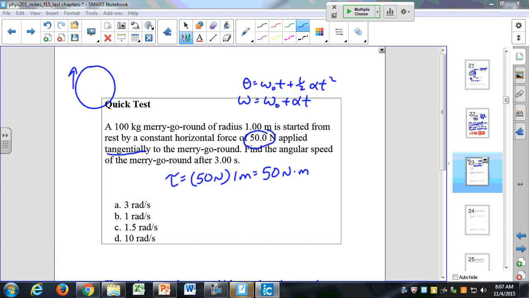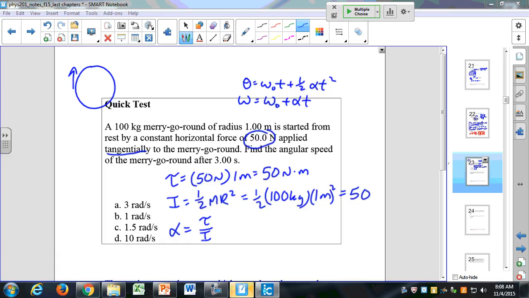So that's my first step. Now find my moment of inertia. A merry-go-round is a disk, so it's 1/2 mr squared. You might have made a mistake here and instead done mr squared. Anyway, this is a disk, so it's 1/2 mr squared. That's 1/2 of the mass, which is 100, times the radius of our disk, which is 1 meter, squared. So that's 50 kilogram meter squared.